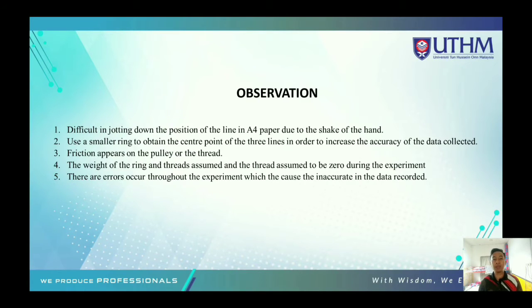Friction also appeared on the pulley and the thread. The weight of the ring and the thread was assumed to be zero during the experiment. And the last, errors occurred throughout the experiment, which caused inaccuracy in the data recorded.